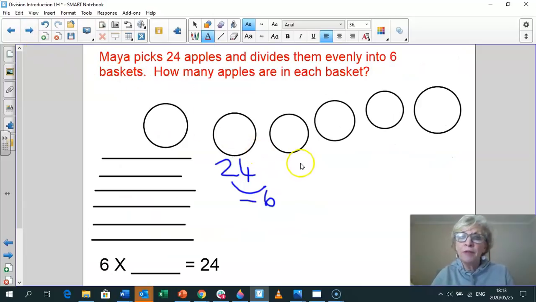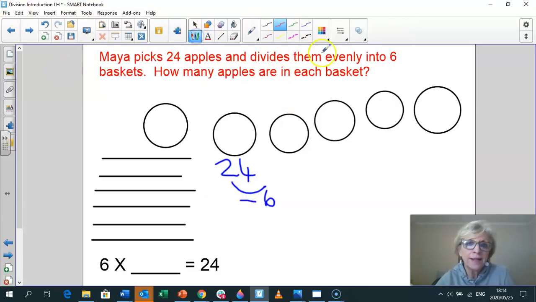Right, Maya picks 24 apples and divides them equally into 6 baskets. How many apples are there in each basket? So what is our story sum here? What is our number statement? And I'm going to write it in green this time. So let's go 24 divided by 6 equals.